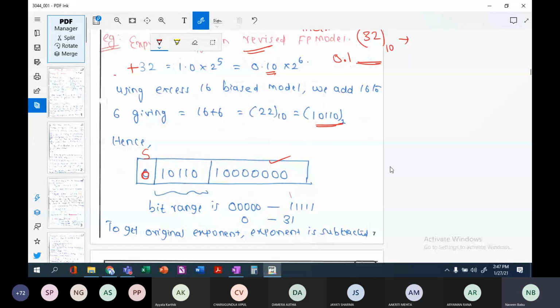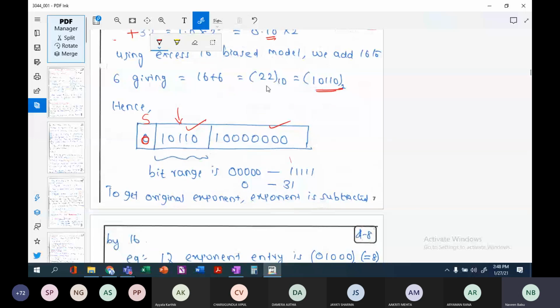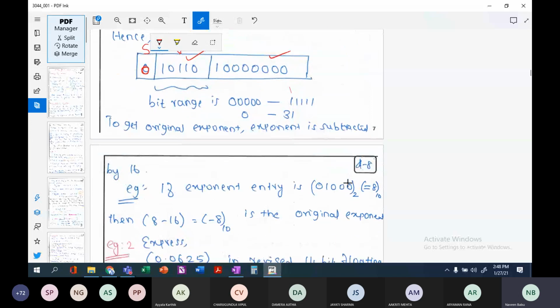Now, if you as a human want to interpret this particular value, this is a biased value, a virtual value, like virtual classes. If you want to find the actual value of this exponent, all you need to do is subtract 16 from it. 10110 is 22; subtract 16 from it and you will get 6. So that's what it means.